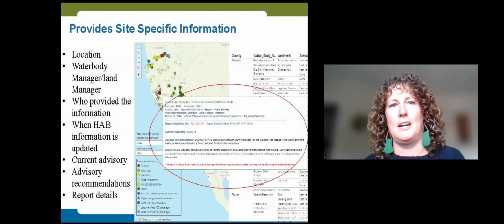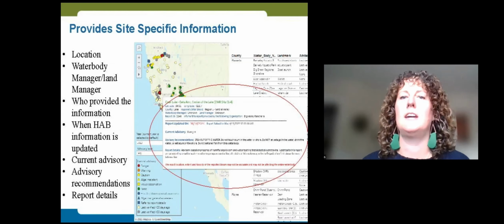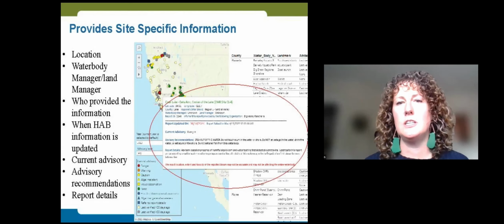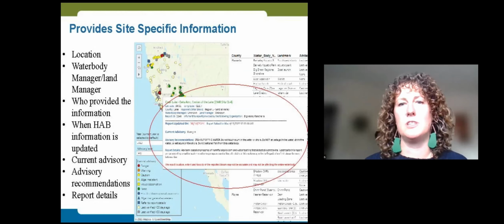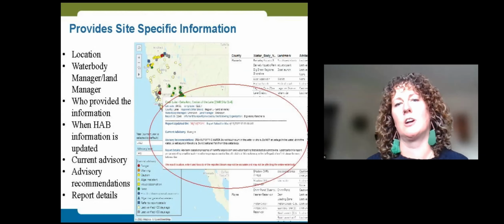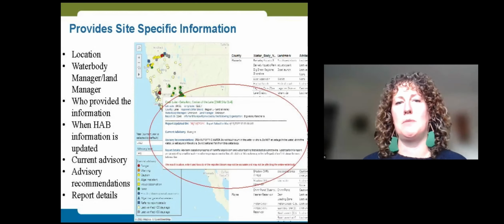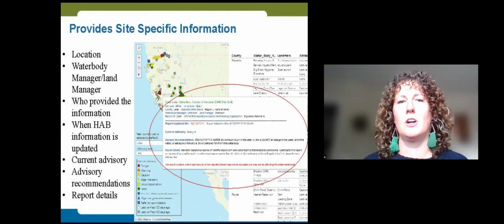Okay, so now if you deep dive into each water body, if you click onto an icon, which is usually signifying an advisory for a water body, additional site-specific information pops up for each report. So this will include location, often with the latitude and the longitude, any water body manager or land manager information, who provided that information, whether it was from a routine monitoring program, from the water body manager, or internally from the water boards, when that information was last updated for the report. So as I said, staff are in there all the time, updating information with new data as they receive it, or anecdotal information, and then the current advisory and associated advisory recommendations.